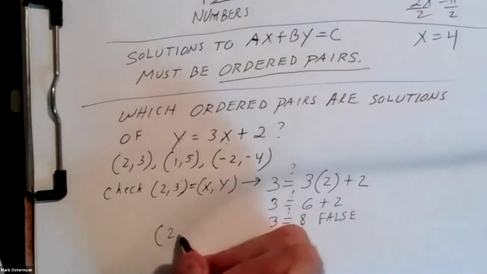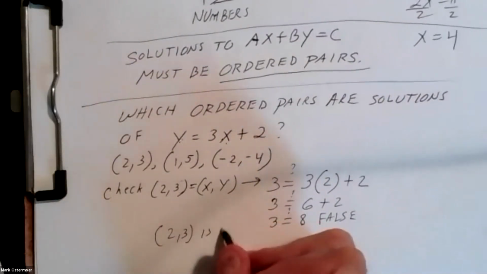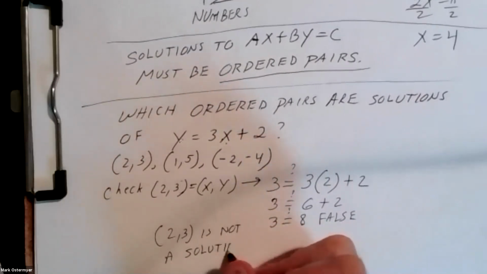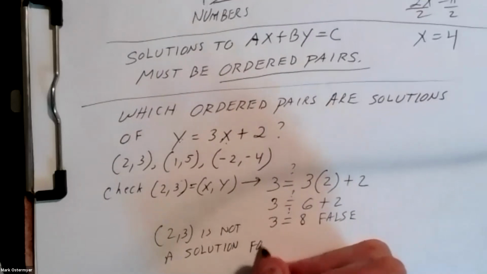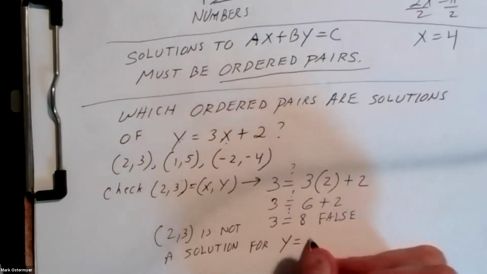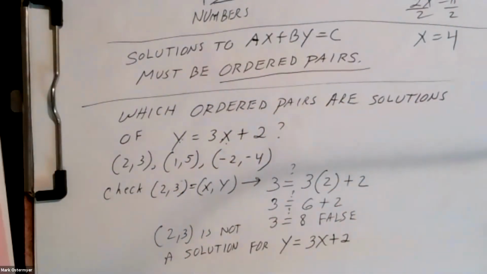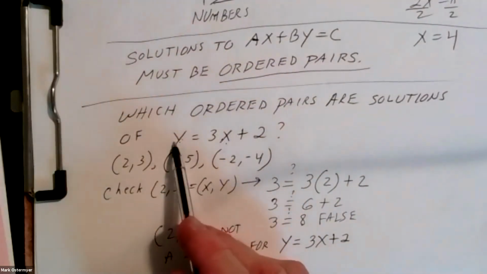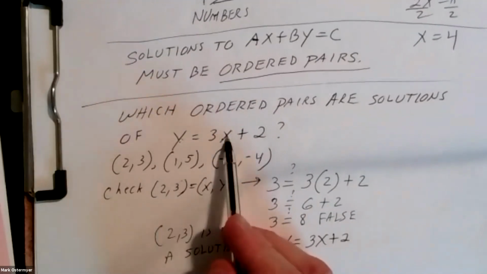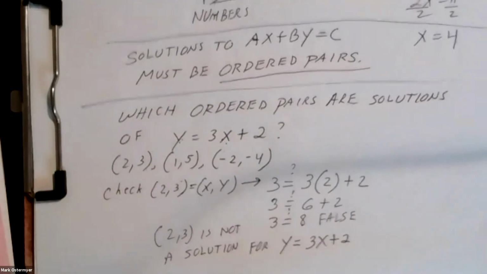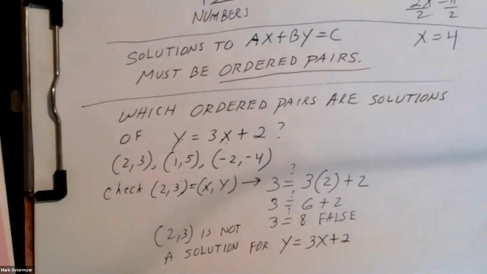Ladies and gentlemen, as it turns out, (2, 3) is not a solution for the linear equation y equals 3x plus 2. It's not a solution because it does not satisfy the equation. Again, what did I do? I replaced the y variable with 3 and I replaced the x variable with 2. Notice it does not check out. So (2, 3) is not a solution to that linear equation.